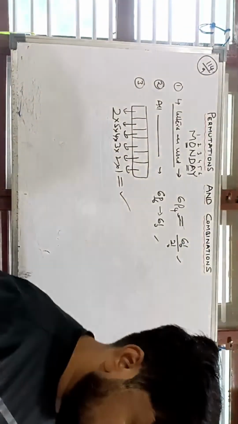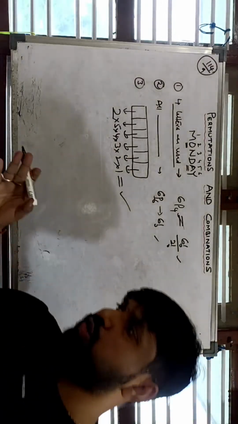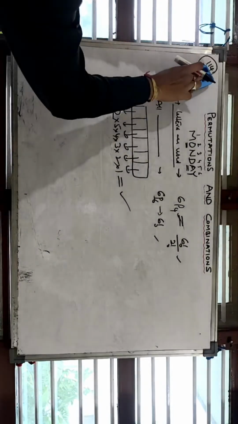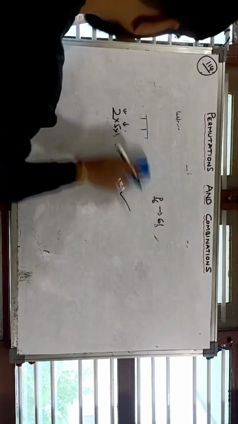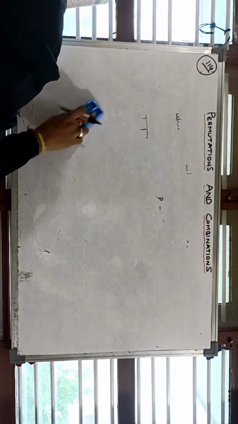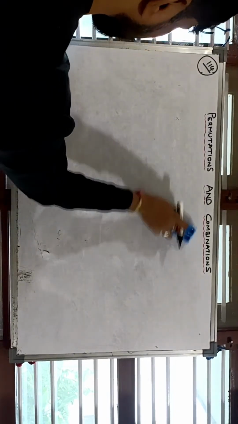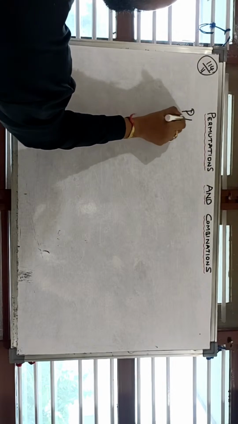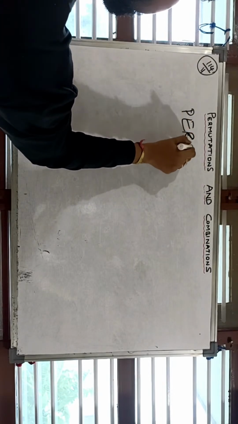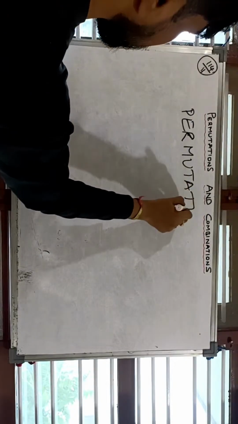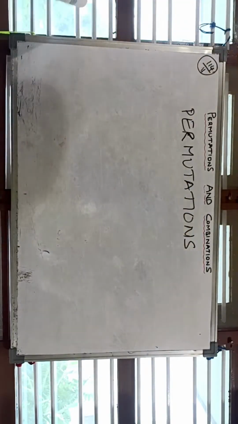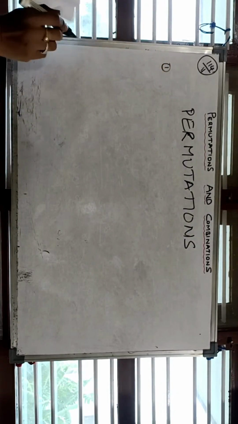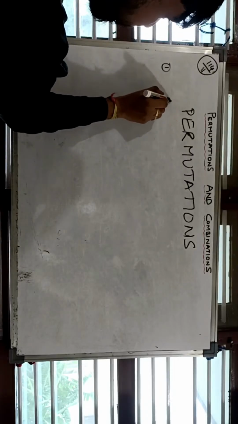Now I'm going to discuss the most important question for your final examination, question number 11. In how many ways can the letters of the word PERMUTATIONS be arranged? First one: words that start with P and end with S. You are going to write starts with P, ends with S.